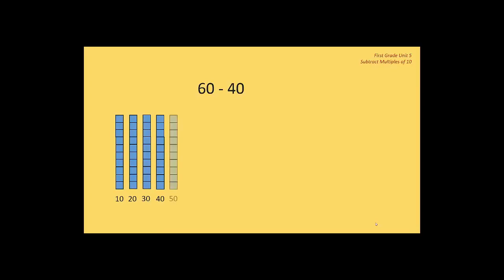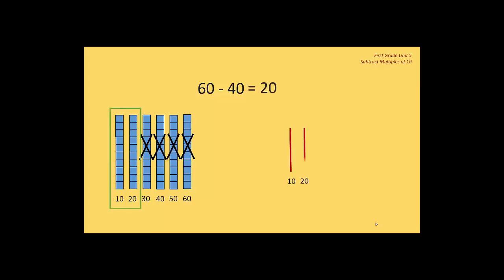Subtracting multiples of 10 calls for students to use concrete models, drawings, and place value strategies to subtract groups of 10 from other groups of 10. Building with concrete models, 60 minus 40 would be shown as 6 tens minus 4 tens, which is 2 tens, or 20. Student drawings will reflect concrete models and also show that taking 40 from 60 is 20.